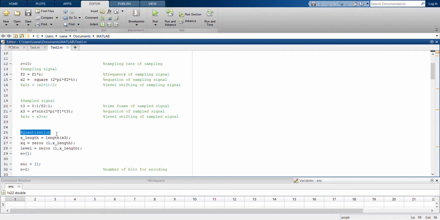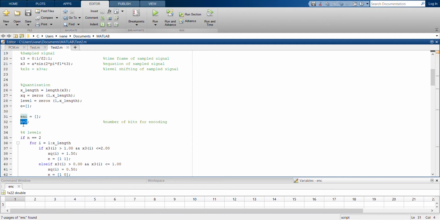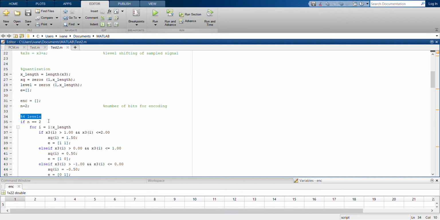Then we have the quantization process. Here in the ENC variable, we store the encoded bits, and this is the setting for the number of bit encoding. Then here is the quantization process.